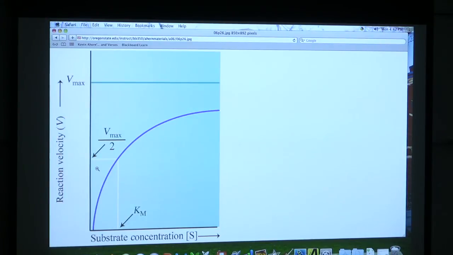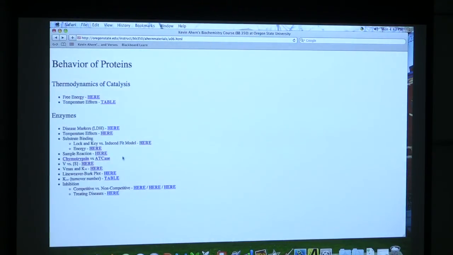Which one's going to take less substrate to get to Vmax over 2? High affinity. It's going to be grabbing it, right? It's wide awake. It's alert. It's doing its thing. Okay? High affinity means low Km. And conversely, low affinity means high Km. It takes a bunch of substrate pounding it in the head to make it wake up and start reacting. There's an inverse relationship then between affinity and Km. High affinity, low Km, low affinity, high Km. Okay.